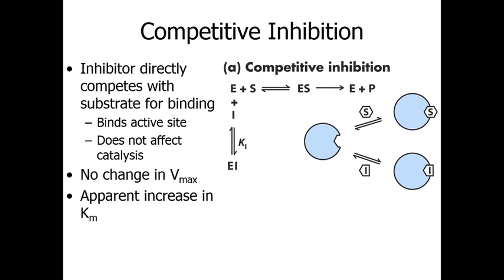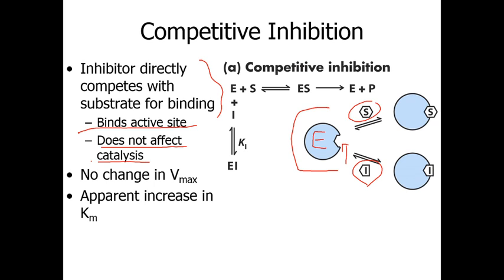Let's look at the first case, competitive inhibition. What this means is that if you have an enzyme, shown here as E, and it has a binding site for the substrate, and if the substrate is this hexagon and the inhibitor is this pentagon, remember the inhibitor can occupy the substrate site. This is what is meant by competitive inhibition. The inhibitor competes with the substrate for binding. And that's what is written here as well. It binds the active site and does not affect catalysis.